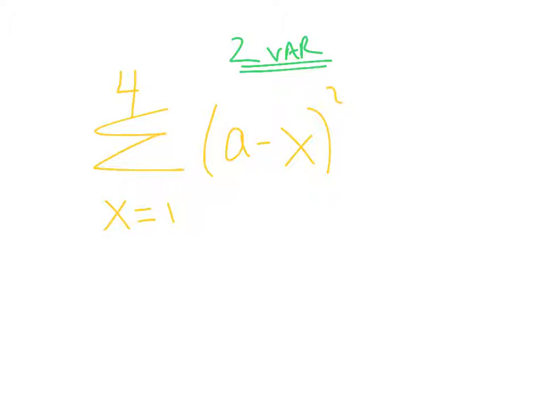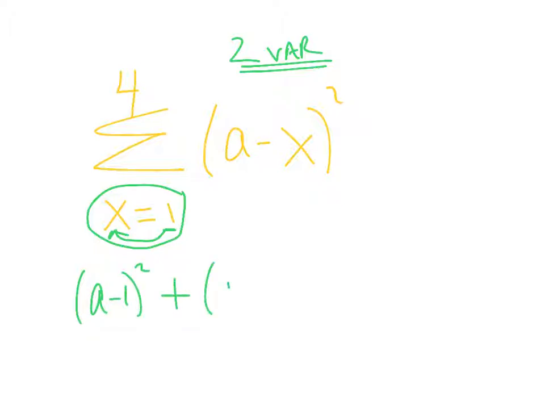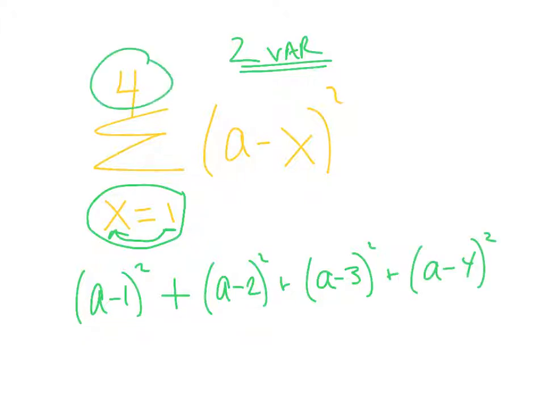It understands x, and that's about it, 1 variable. So notice I'm not picking which variable. It's telling me substitute 1 into x. So I'm going to get a minus 1 squared. Summation means there has to be a plus sign. A minus 2 squared plus a minus 3 squared, and then lastly plus a minus 4 squared, stopping at 4 because that is the upper limit.